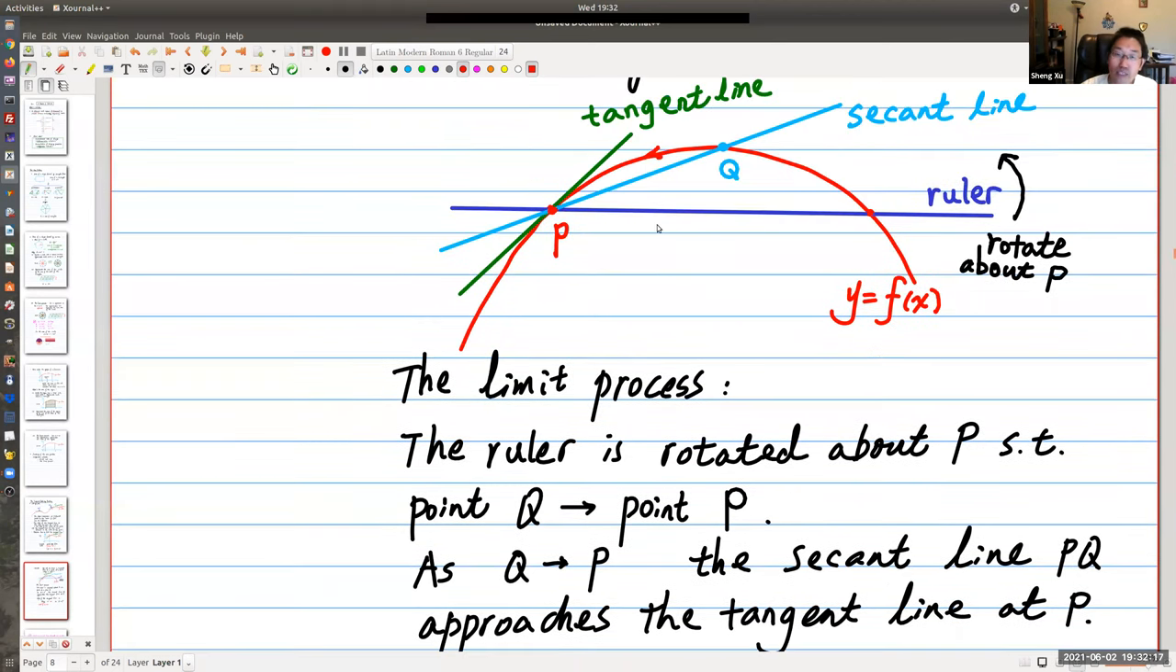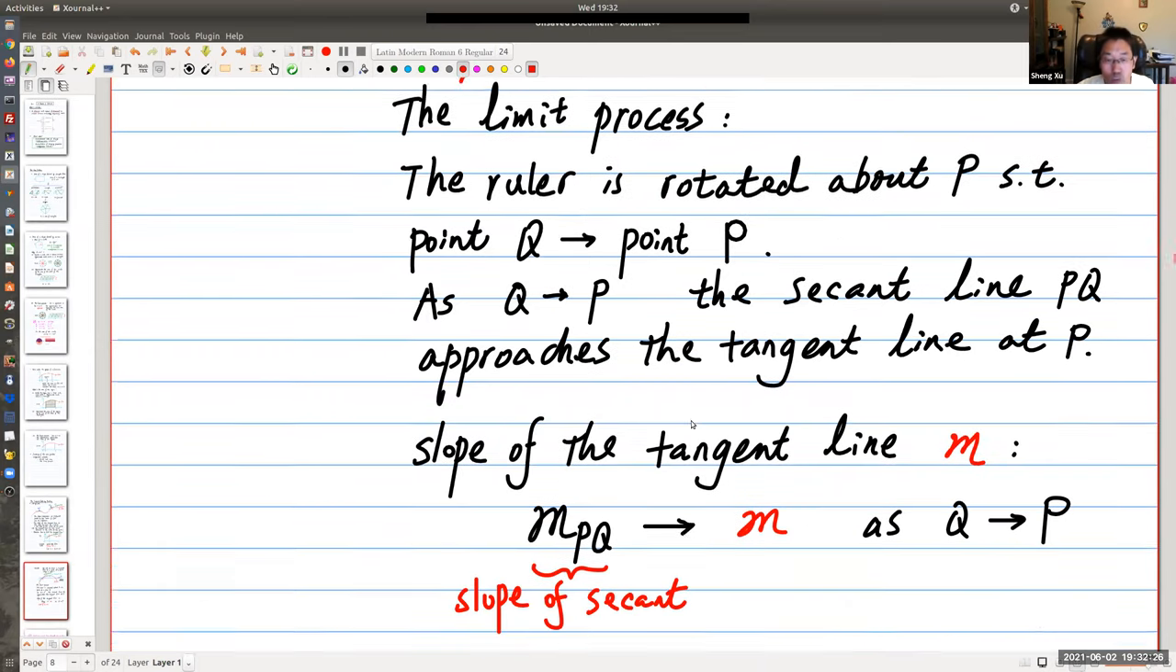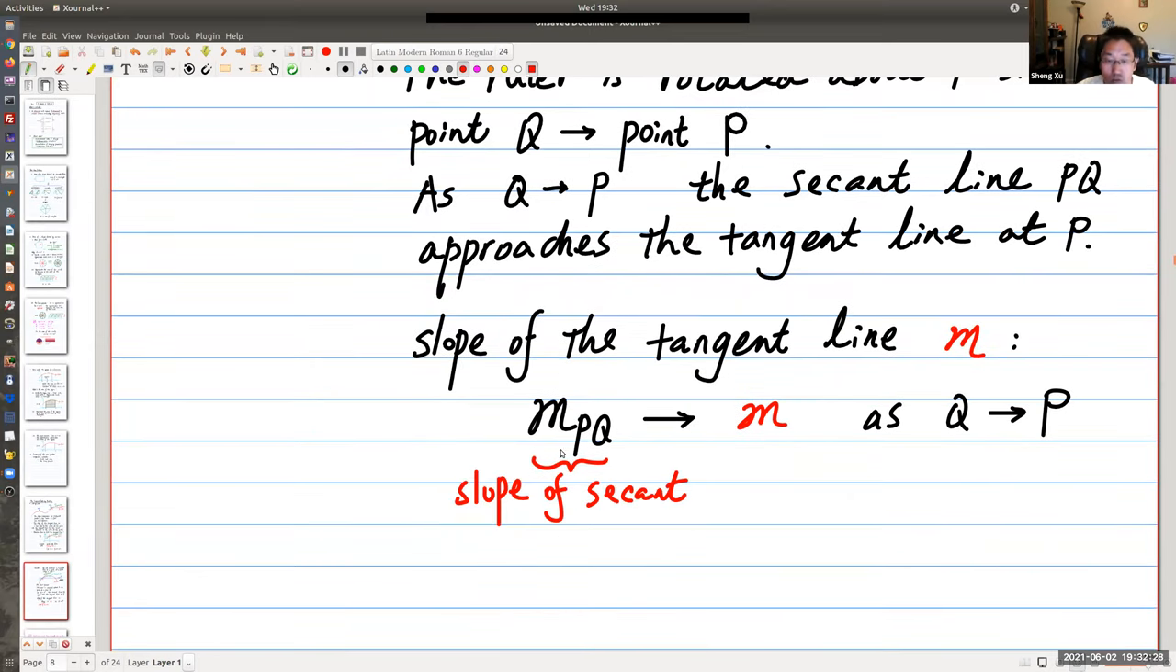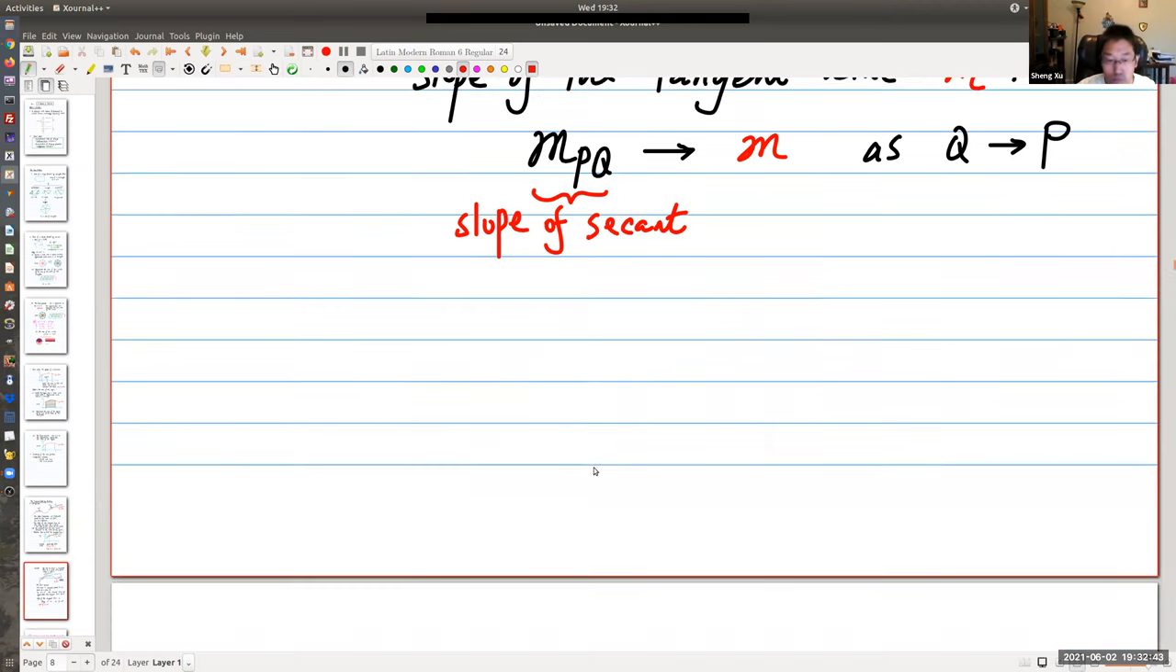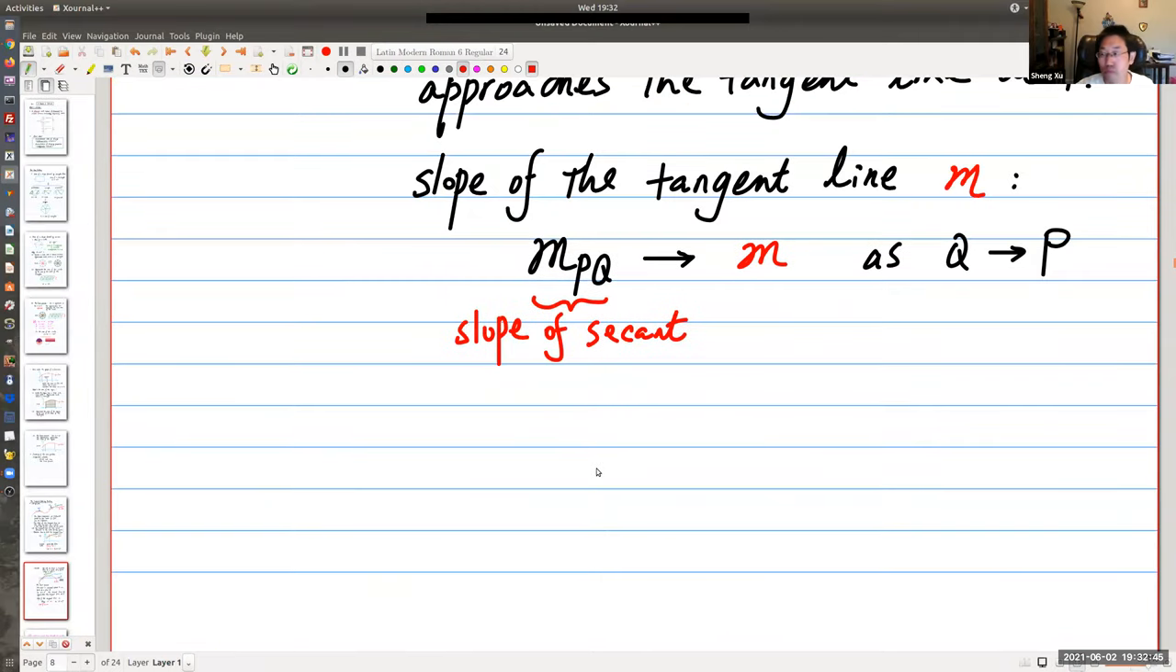Do you know how to find the slope of a secant line? If you know two points, you can find the slope. So all you need to do is find the slope of a secant line, and then I take the limit and let Q get closer and closer to P, then that slope approaches the slope of that tangent line. Does that make sense to you? Any questions so far?